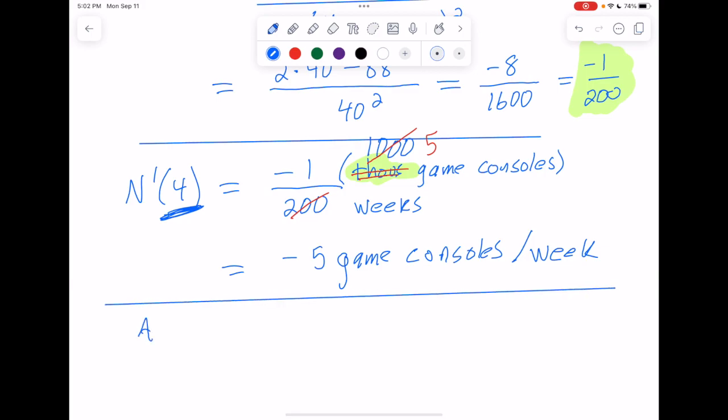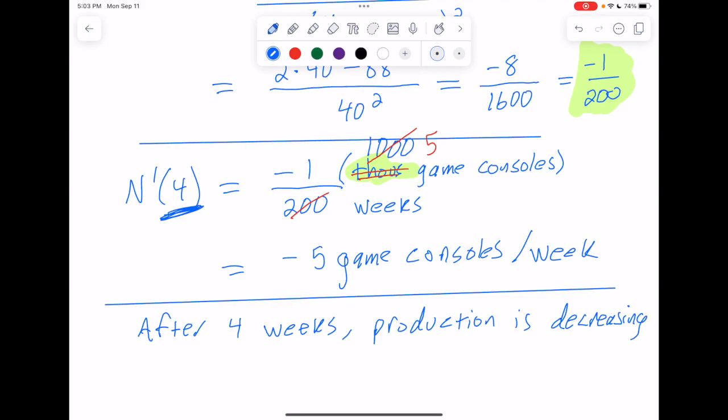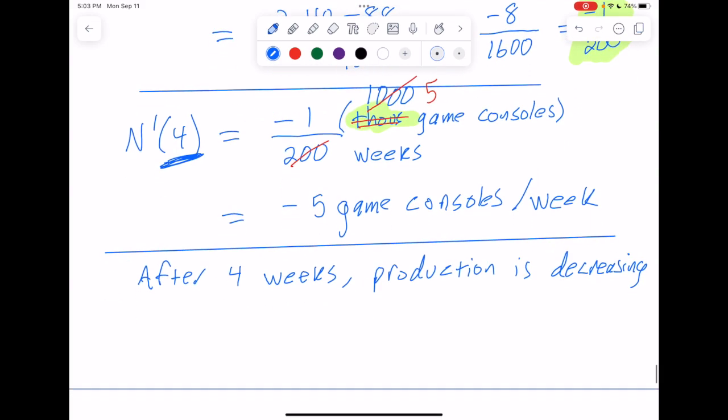So after 4 weeks, production is decreasing. Again, we're saying decreasing because we have a negative slope. So after 4 weeks, production is decreasing at a rate of 5 video game consoles per week.